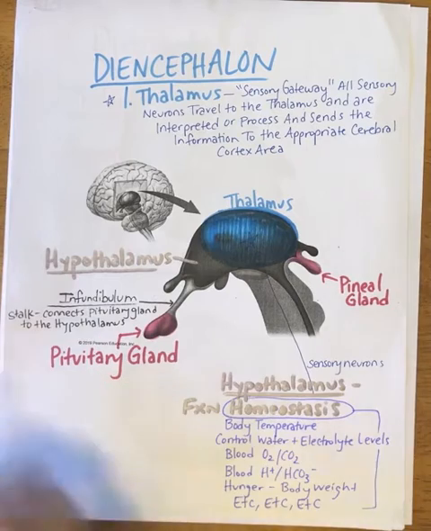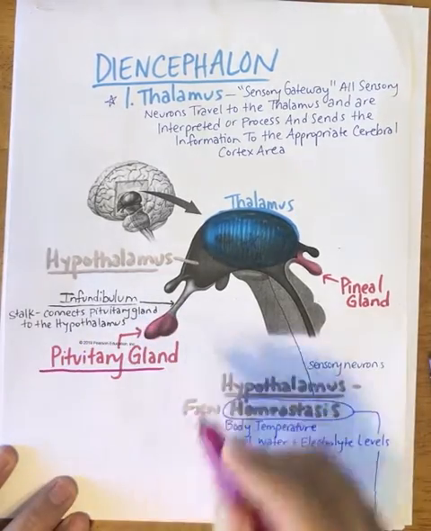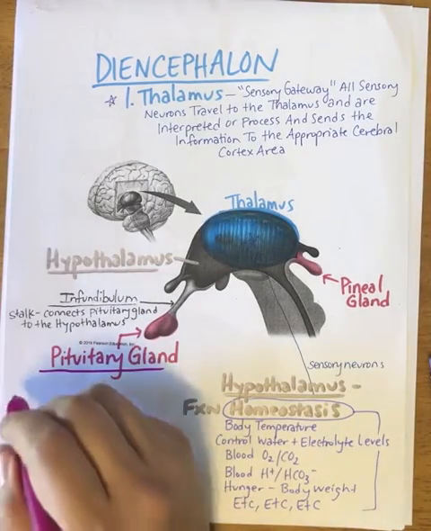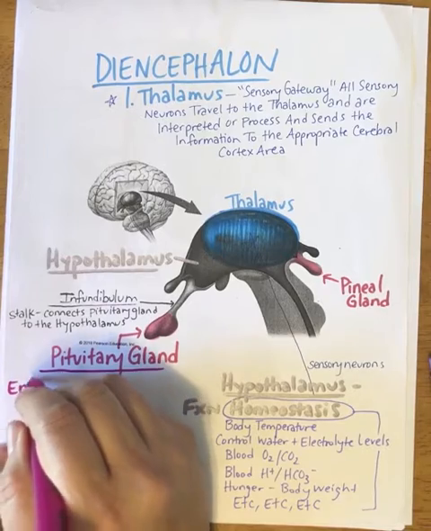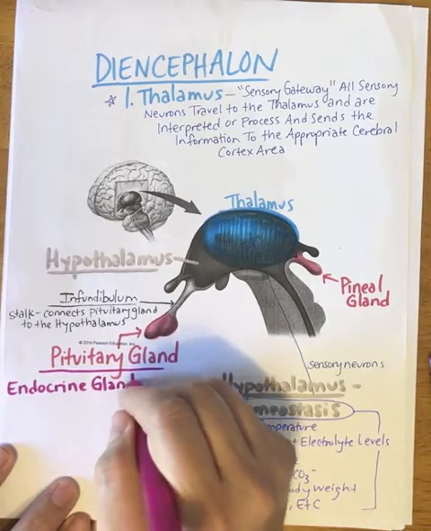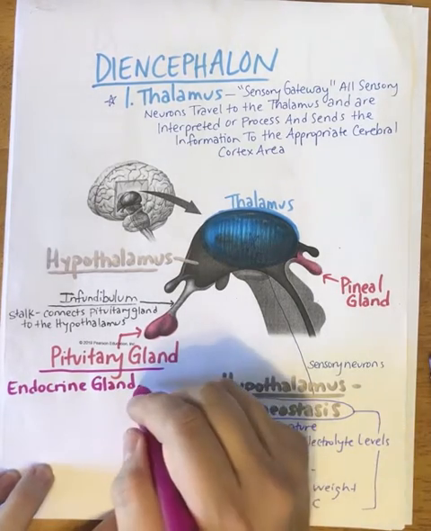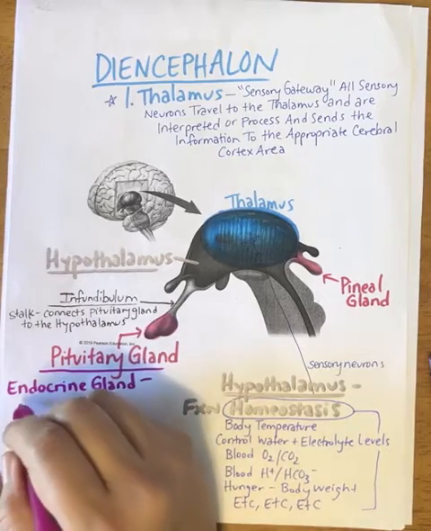Now, we've learned a little bit about glands on the safety pin cycle. Glands are part of your endocrine system. So your pituitary gland is going to be an endocrine gland. It is going to store and produce hormones.